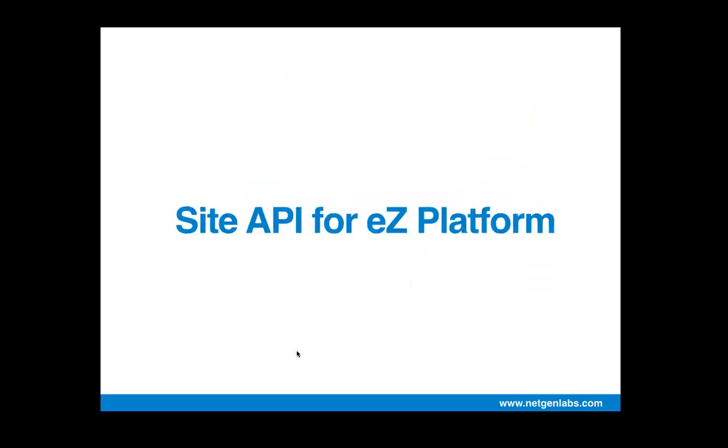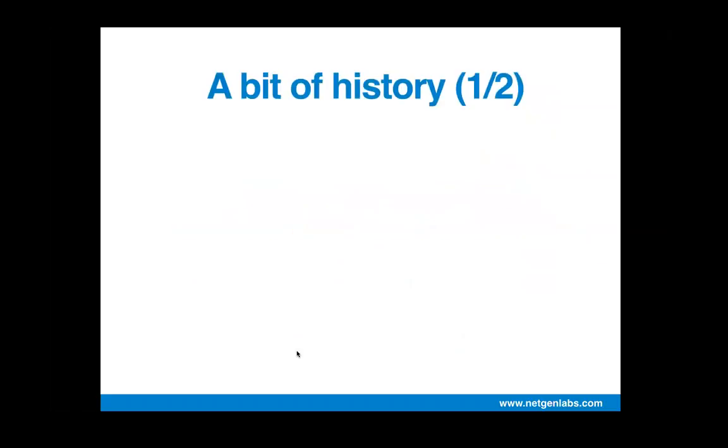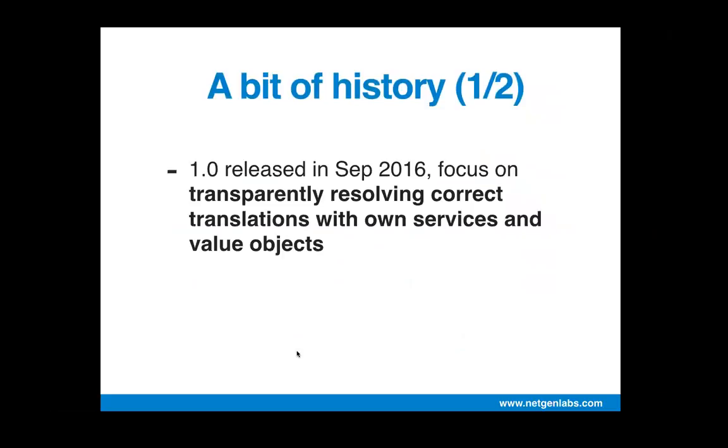So coming to the Site API for Easy Platform, what is it and what's the use case? Again, a bit of quick history. We released 1.0 in September 2016. The focus was on transparently resolving correct translations with its own services and value objects. Like I mentioned, Easy is solving this as well on the public API level, but we just needed to solve this quickly because all of our projects are multilingual, and we needed to reduce the complexity, so we built this first version of Site API focusing on these things.